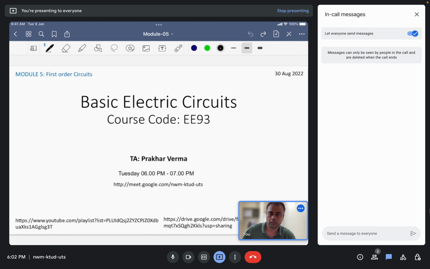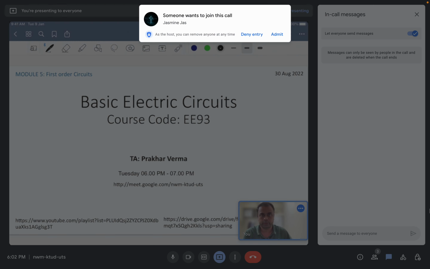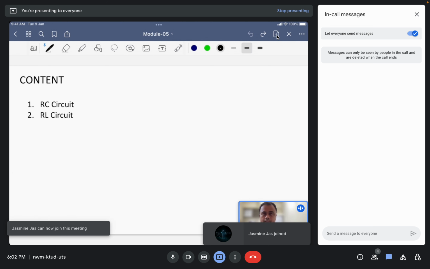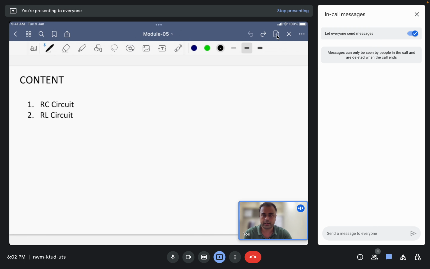Okay, so let us start today's class. Welcome to Module 5. In today's class, we'll be looking at first order circuits, that is, RC and RL circuits. So let us start our class for today. In the previous classes, we have already covered the network theorems. So in today's class, we'll be looking at RC circuits and RL circuits.